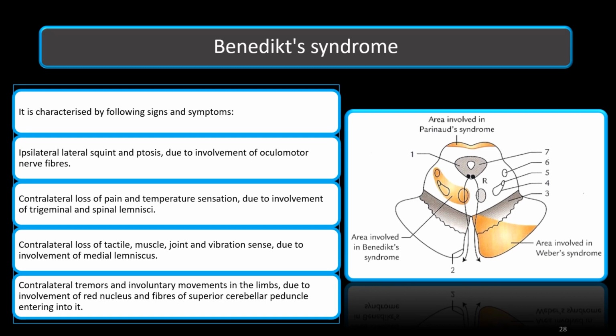and there will be contralateral tremor and involuntary movement in the limbs due to involvement of the red nucleus and fibers of superior cerebellar peduncle entering into it. And these things are best understood if we go back to some of the functions of these areas, and then we'll appreciate what happens when we have this syndrome.